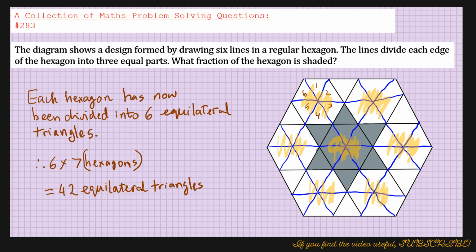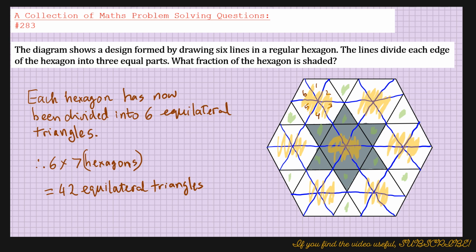Now there are equilateral triangles that lie between the hexagons as well. Which are these? You see these ones. They do not belong to the hexagons, so we cannot forget them. We have to include them in our count of total triangles.